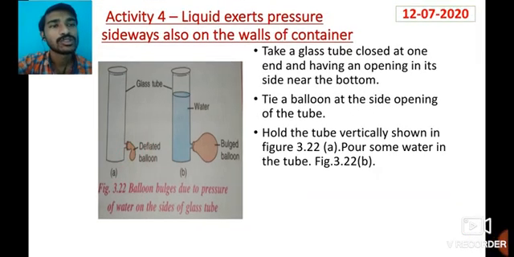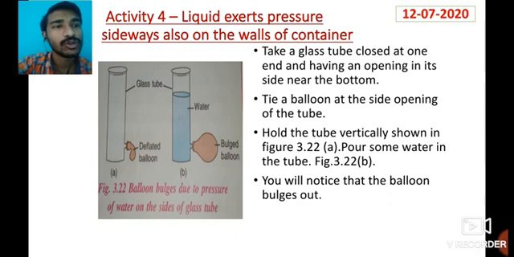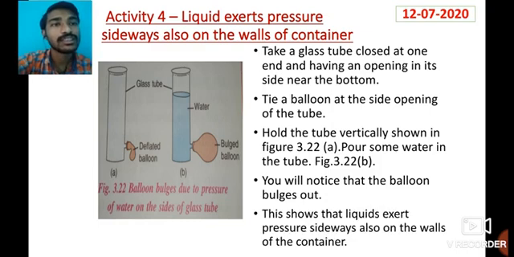Now hold the tube vertically as shown in figure 3.22a. Imagine I am holding this tube vertically as shown in the figure. Now pour some water in the tube. You will notice that the balloon bulges out. What will happen when you pour the water inside the glass tube? The balloon will start bulging.